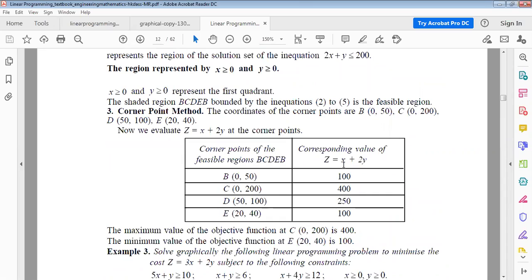Putting x equals 0 and y equals 50, we get 100. Putting x equals 0 and y equals 200, we get this. Putting x equals 50 and y equals 100, we get this. So the maximum z is 400, and 400 is obtained at point C. The minimum value of the objective function would be only 100 here, but x is 0 there, so the only acceptable point is (20, 40). Understand?